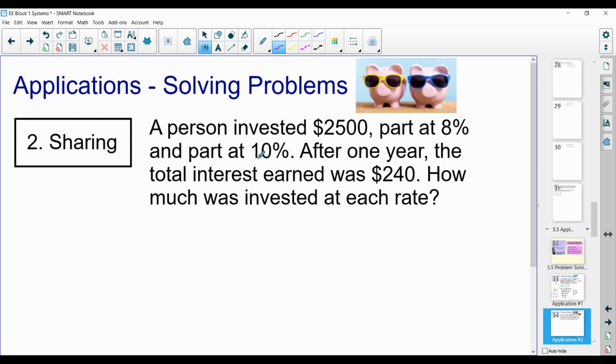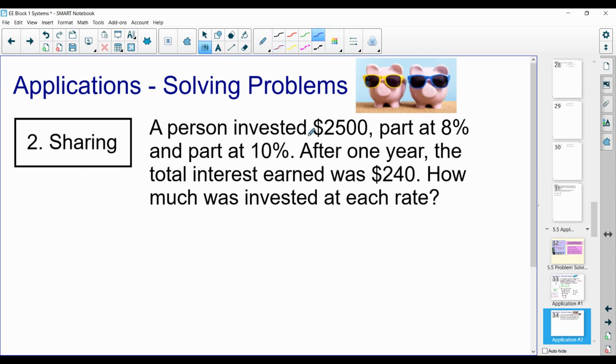We're putting part of the amount into one section and part of the amount into another section. We're also dealing with percentages here, so that's going to add a little bit of an extra piece as well. So again, I'll read through this. A person invested $2,500, part at 8% and part at 10%. After 1 year, the total interest earned was $240. How much money was invested at each rate?